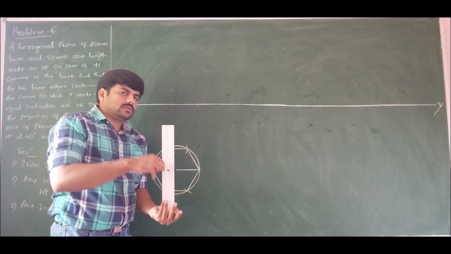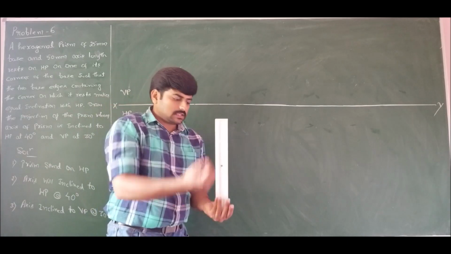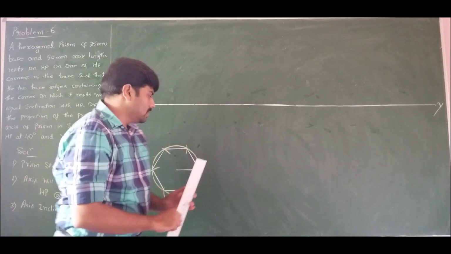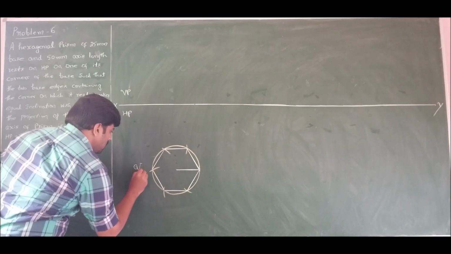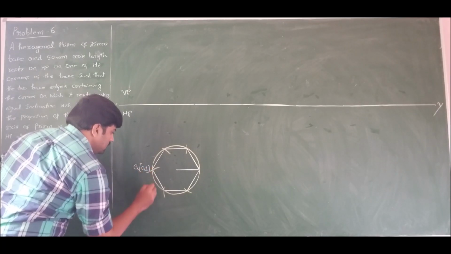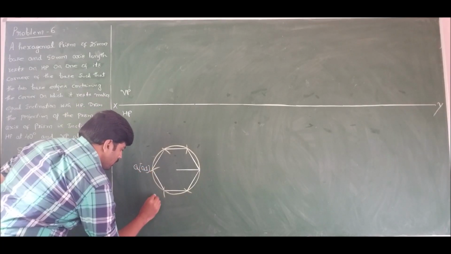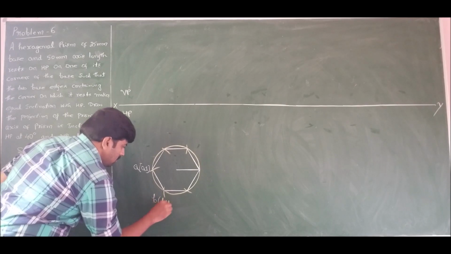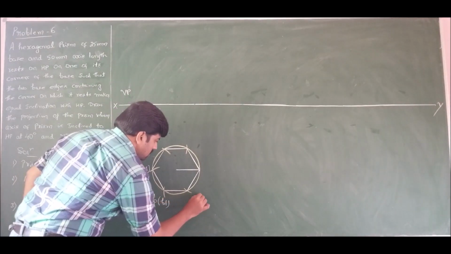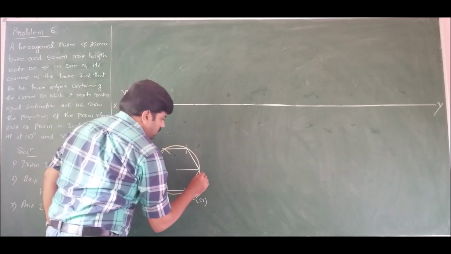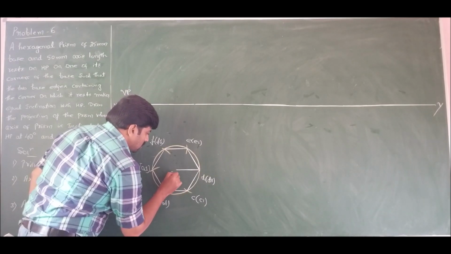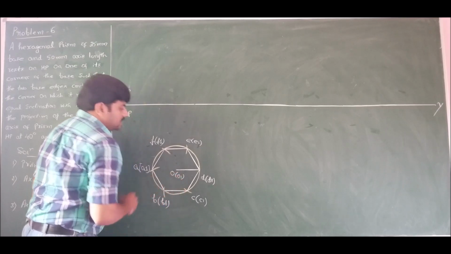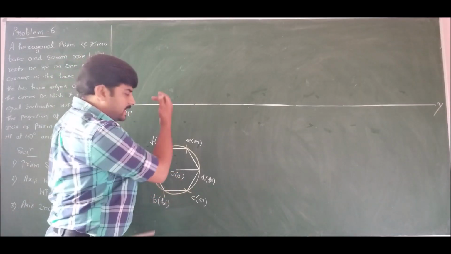Now, in the top view, I can see the top face, whereas the bottom face is invisible. Therefore, A is visible, A1 is invisible. B is visible, B1 is invisible. C is visible, C1 will be invisible. Coming to the axis, O is visible, O1 is invisible. Now take the projection.